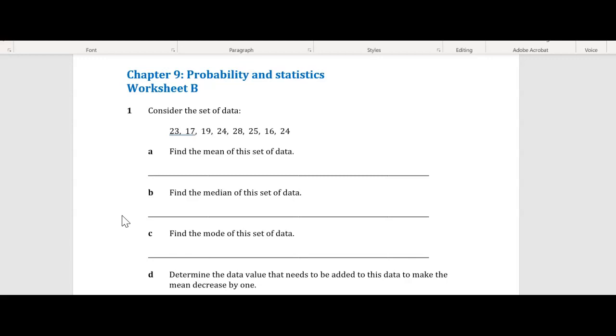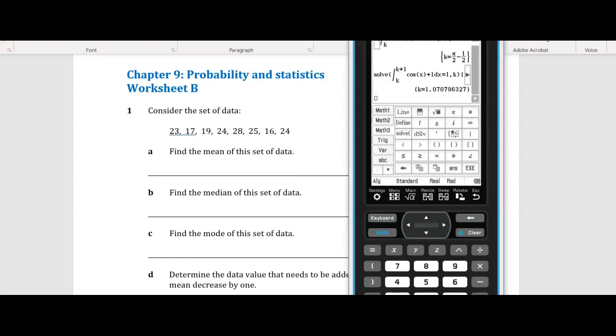Okay, so for question 1, we've got a set of data, so find the mean of this set of data. So what we need to do is add all the values up and divide by how many we have. So I'll just quickly do that on the calculator.